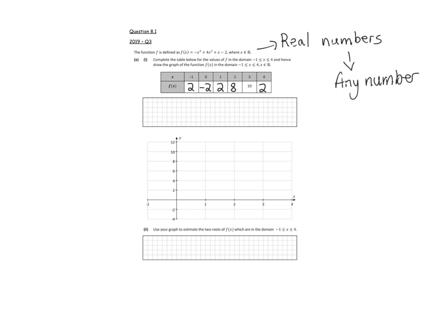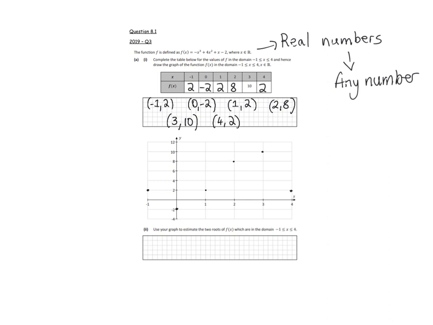Now, just to make your life a little bit easier and so that you're not going to make any mistakes, I would draw them out as coordinates, because the next thing you're going to have to do is draw the function. Then in the second part, they've given us a graph here. So at -1, it's 2. At 0, it's -2. At 1, it's 2. At 2, it's 8. At 3, it's 10. And at 4, it's 2.